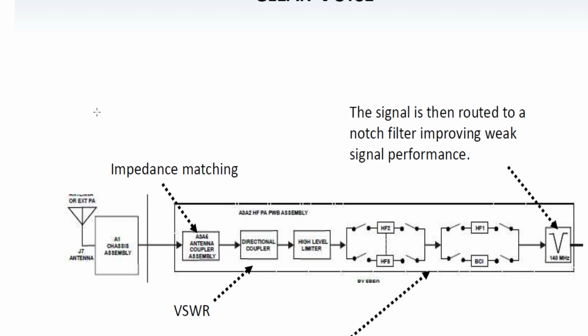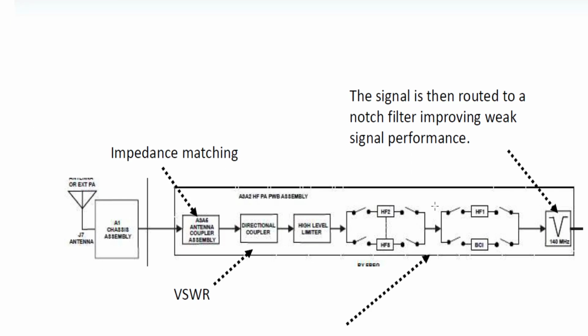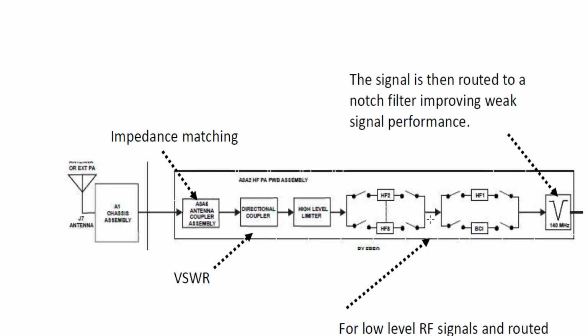So the signal is then routed to the notch filter, after it goes through these RF filters right here, which we call the pre-selector network. And why do you guys think it's called the pre-selector network? It happens before selection, right? Yeah, exactly. So signals then route to a notch filter, improving weak signal performance.